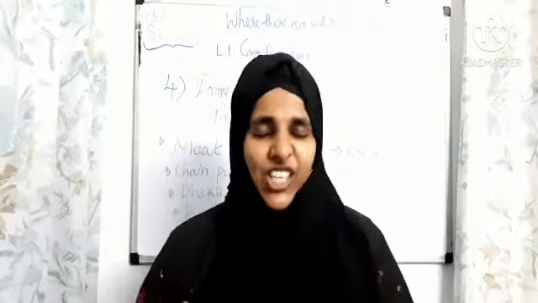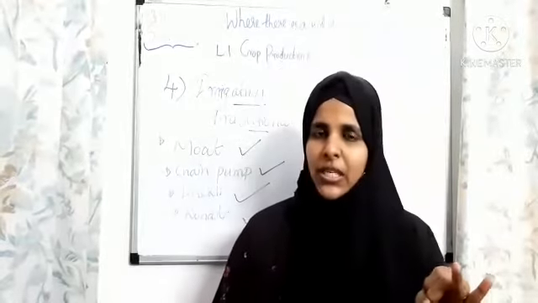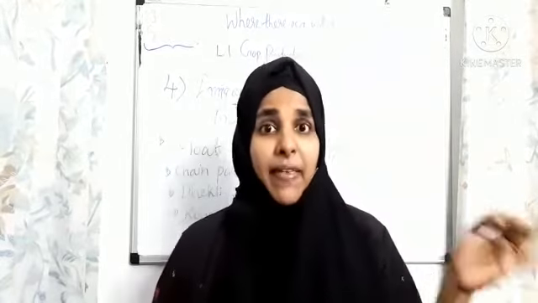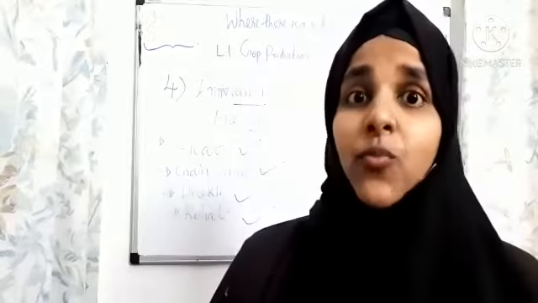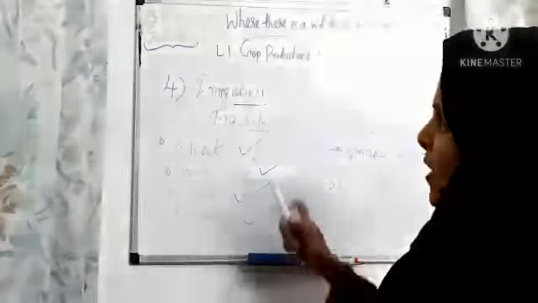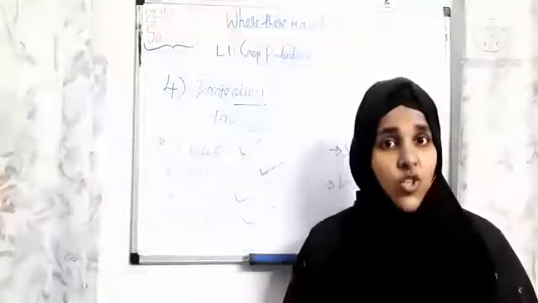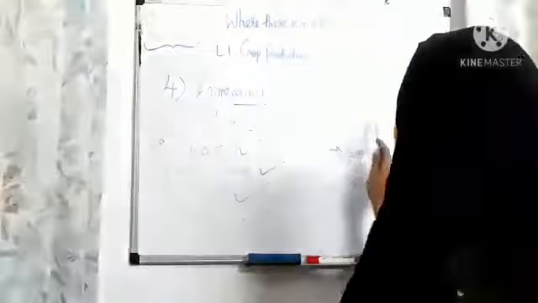So children, in this section we learned what irrigation is and why we are using irrigation, and what the methods of irrigation and the sources of irrigation are, right? All of you clear? And you have to understand the main differences between the traditional methods of irrigation and modern methods of irrigation.